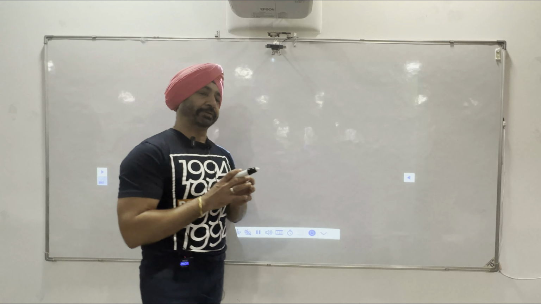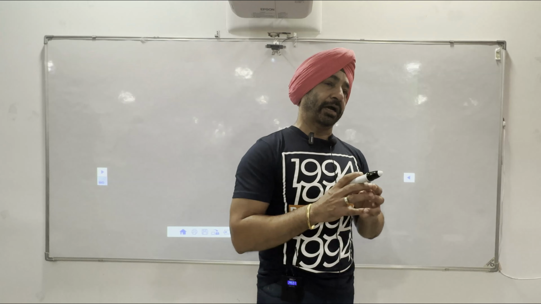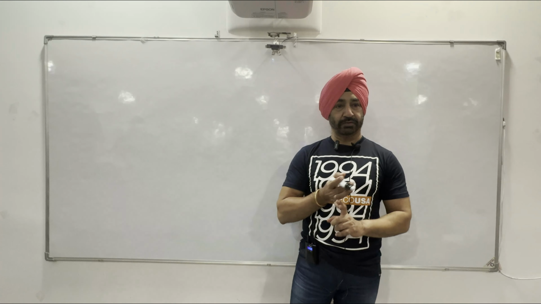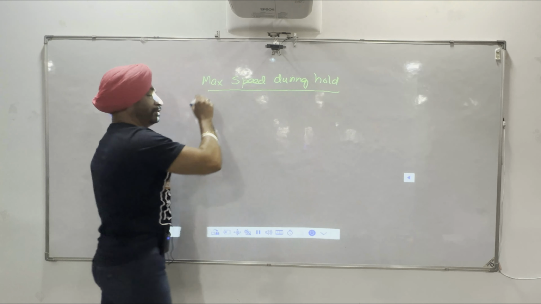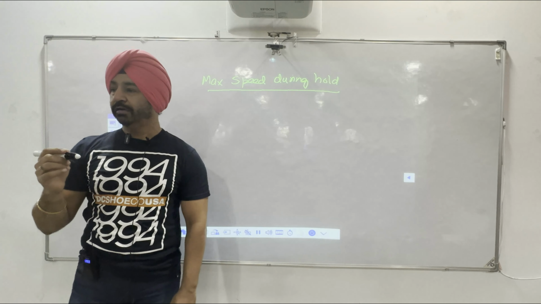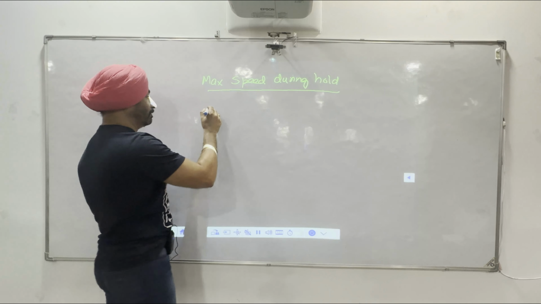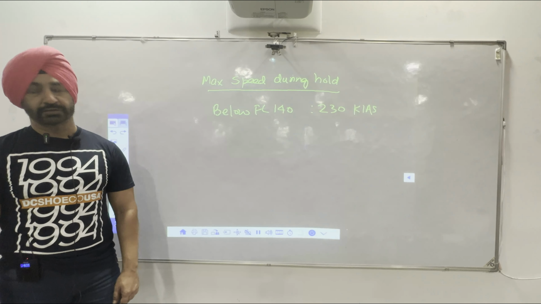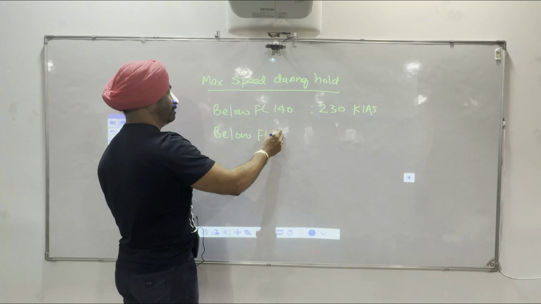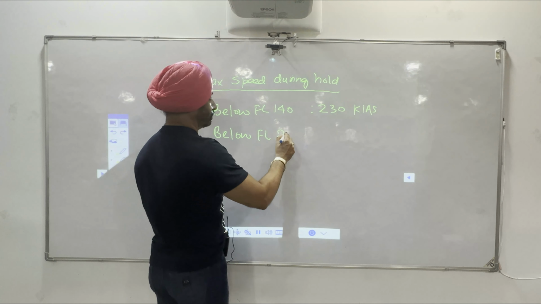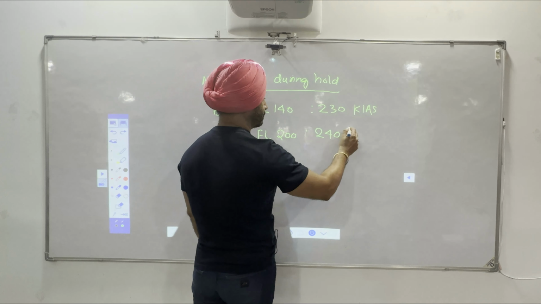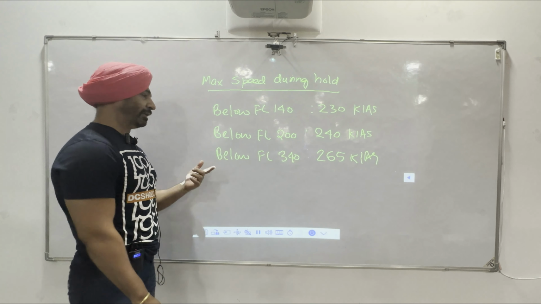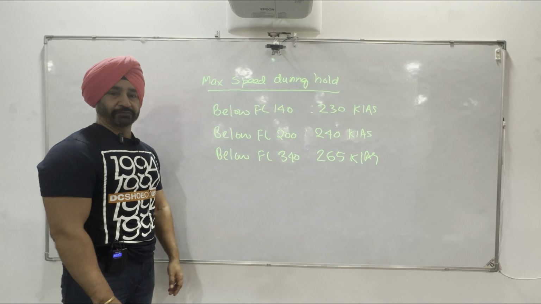Now there are maximum speeds given by ICAO, which you can maintain during hold. You cannot exceed those speeds. These speeds are important for all the exams. So as per ICAO, if you are below flight level 140, it is 230 knots IAS. Below flight level 200, the maximum speed is 240 knots IAS. Below flight level 340 is 265 knots.